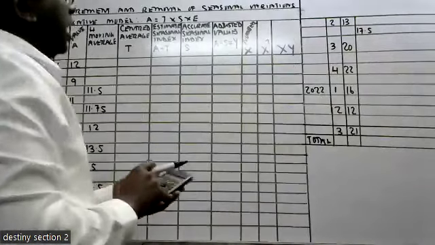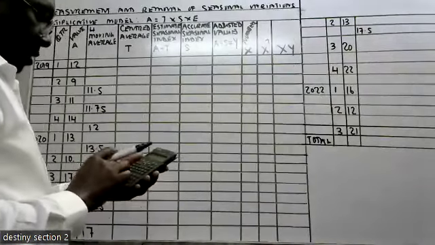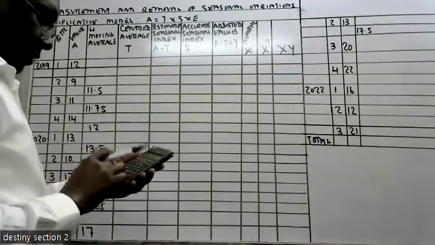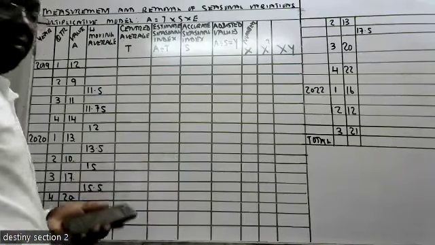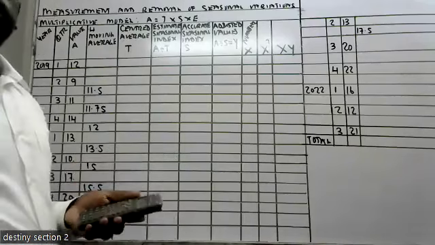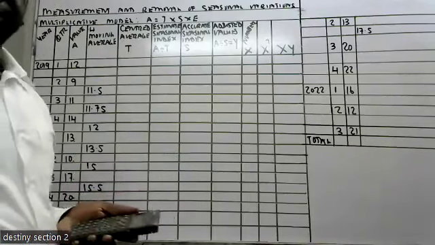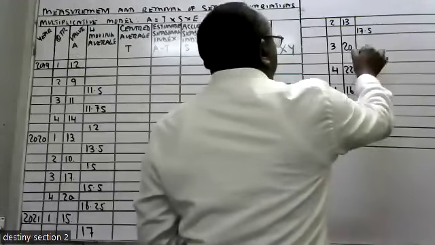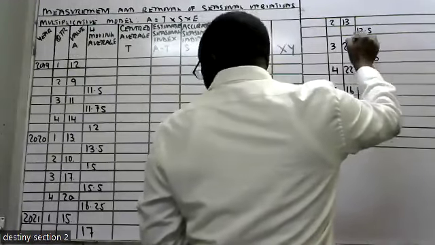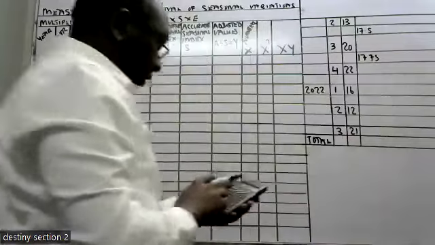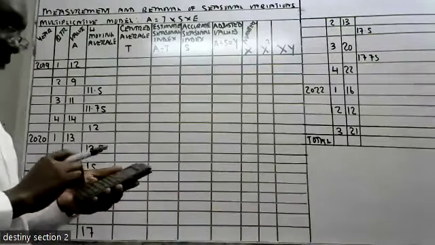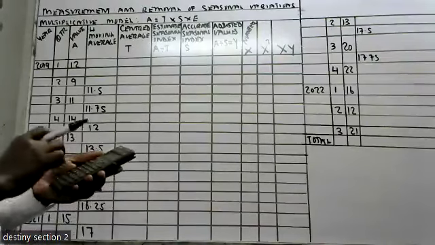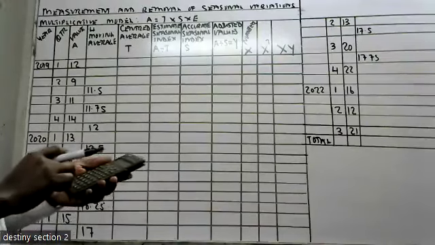Drop 15 and take 13 plus 20 plus 22 plus 16. Divide by 4. 17.75. Now drop 13, and we have 20 plus 22 plus 16 plus 12. Divide by 4.